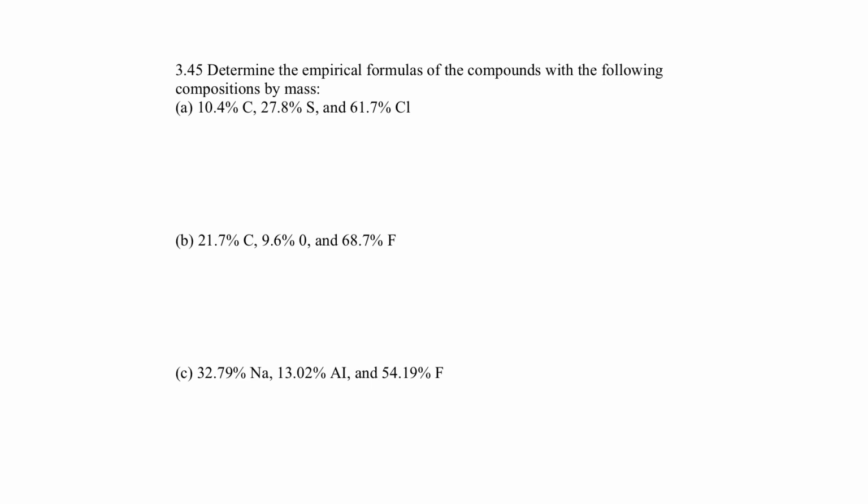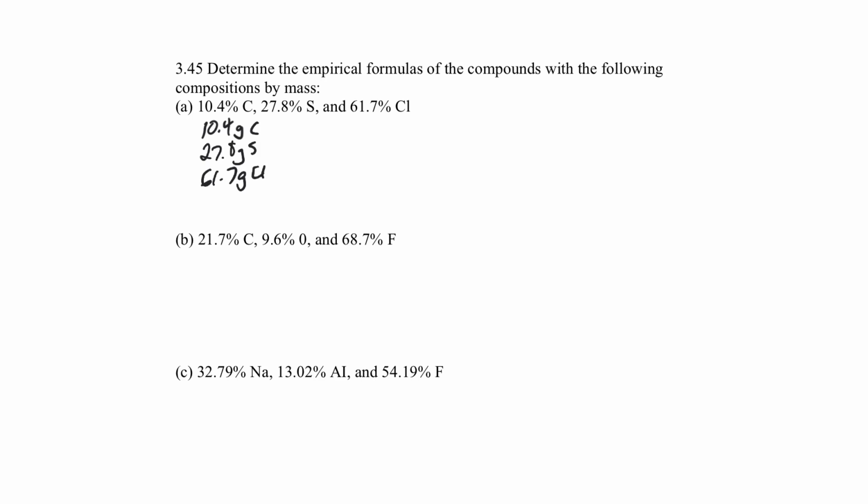So if I have 10.4%, then I have 10.4 grams out of 100 grams. If you think of a 100 gram sample, 10.4% of 100 grams is 10.4 grams of carbon, 27.8 grams of sulfur, and 61.7 grams of chlorine.